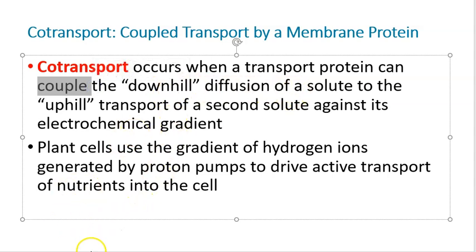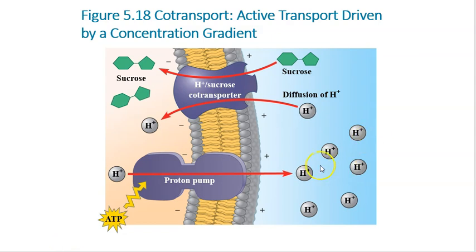So plant cells use this, as far as hydrogen ions go. Here's our primary active transport. And then secondary active transport is using the hydrogen ions, kind of like a dam, right? Going from high to low, but we couple it. So this is going from high to low, this is going from low to high, but since we're coupling it, it's energetically favorable, and we can do the work.